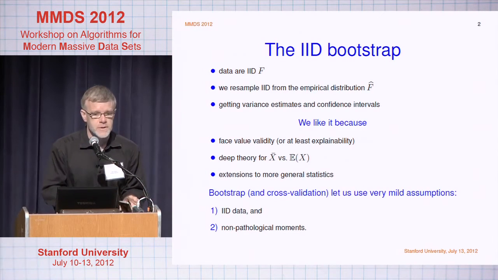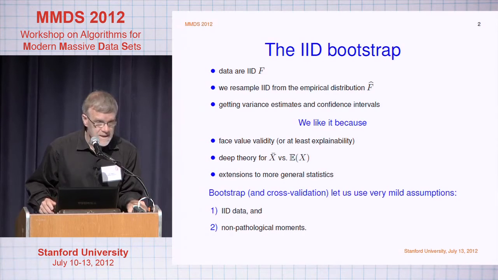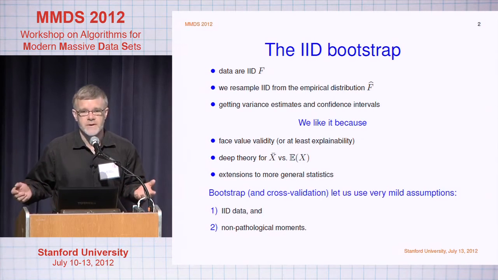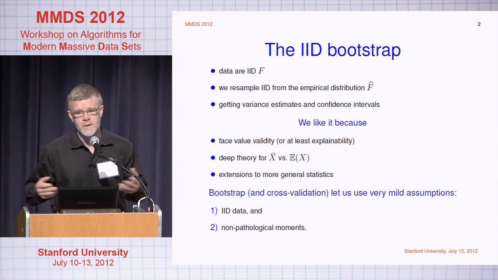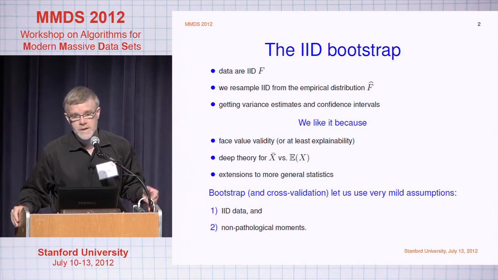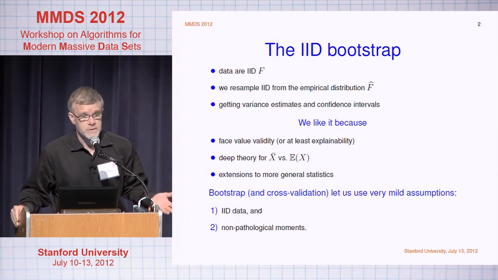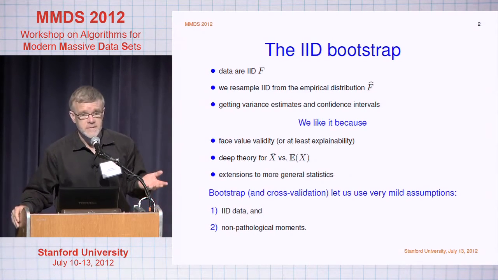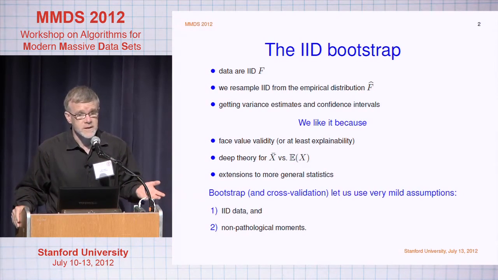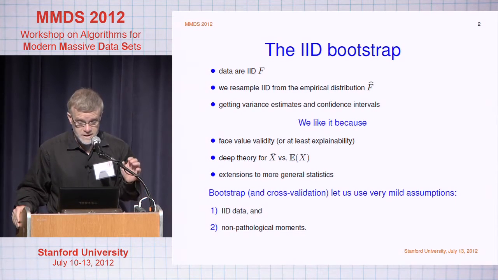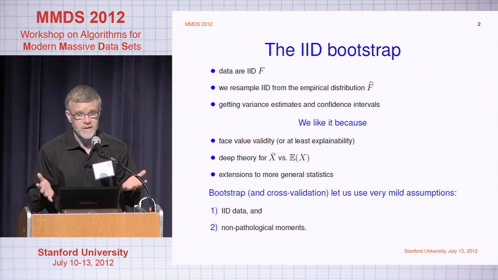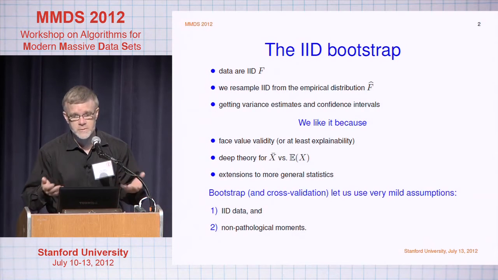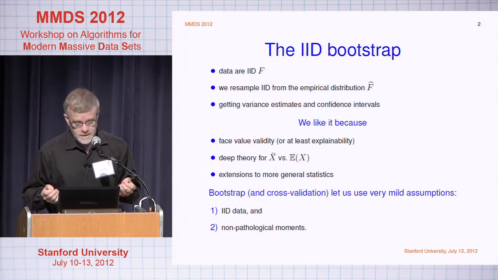And the bootstrap is this enormous labor-saving device. Instead of having to do all the math to figure out the variance of your statistic, you just do a Monte Carlo. You sample your data as if it was the distribution, calculate your statistic a bunch of times, and the variance of that histogram that you get is a good proxy for the variance of your original statistic. So statisticians love this because at face value it just makes sense. You can explain it to a scientist, they'll believe it.